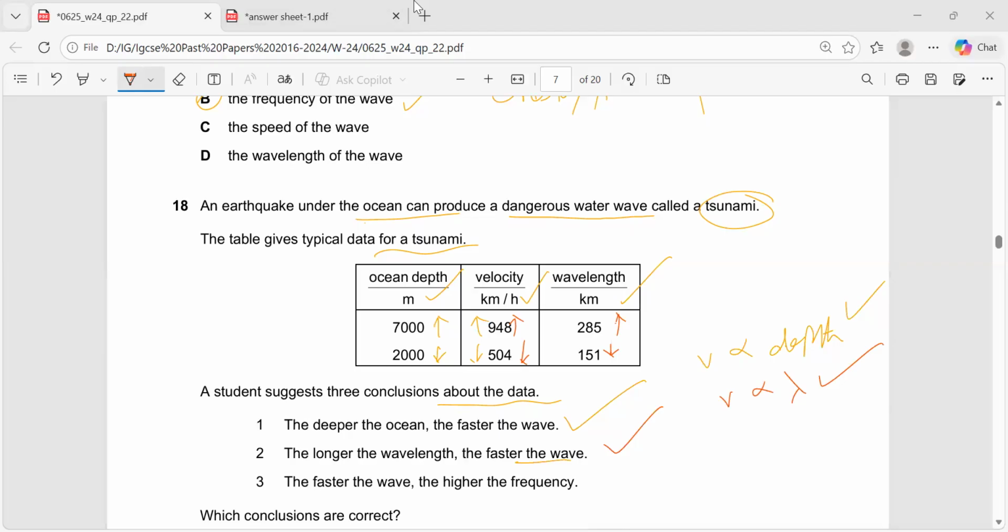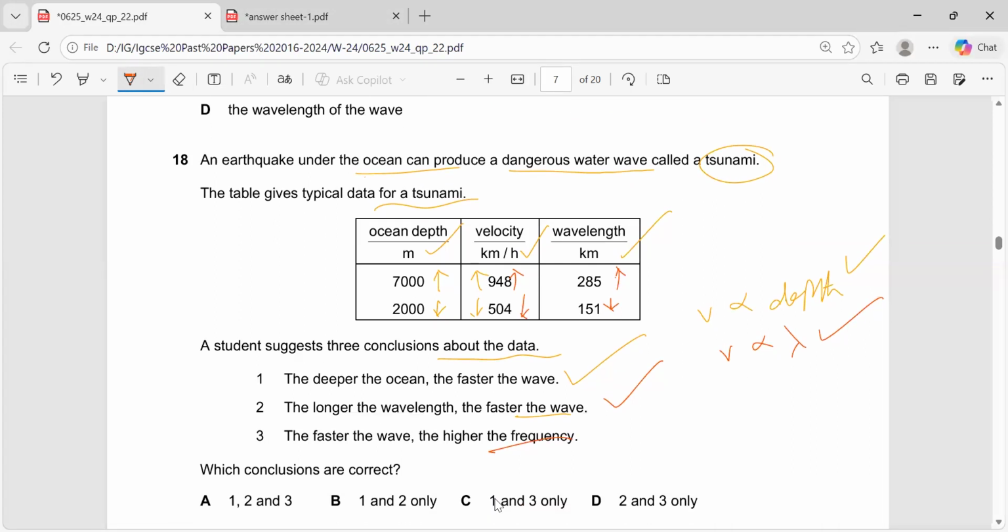The faster the wave, the higher the frequency. Now, frequency is not mentioned, by the way. We know that speed and frequency are inversely proportional to lambda, when the speed is kept the same. So now the faster the wave, higher frequency. When the frequency is higher, wavelength is lower. So see, when the wavelength is low, speed is low.